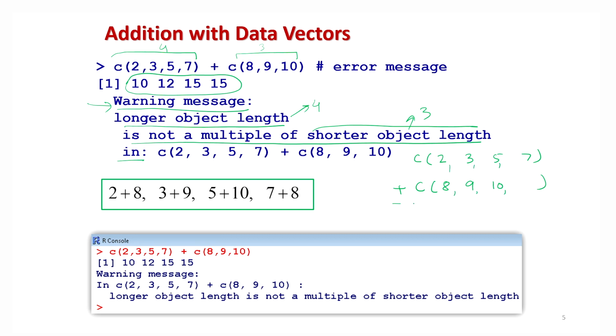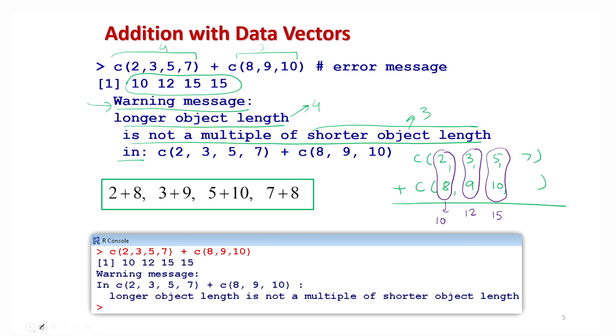Now as R starts working on it, at the first place it will try to add the numbers which are at the first position in both the data vectors. So 8 plus 2 becomes 10. Then R moves forward and it tries to add the numbers at the second position, which is 9 plus 3, which is 12. Then it moves further and finds the numbers at the third position in data vector 1 and 2, and it adds 5 plus 10, which is 15.